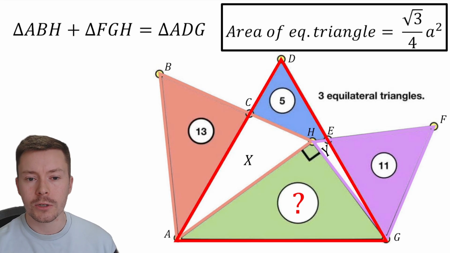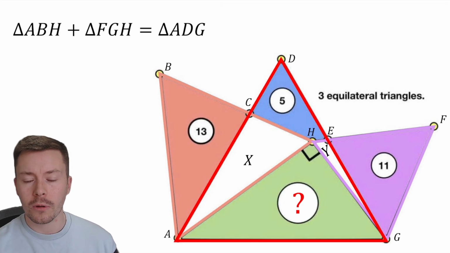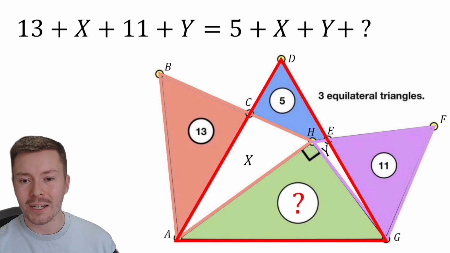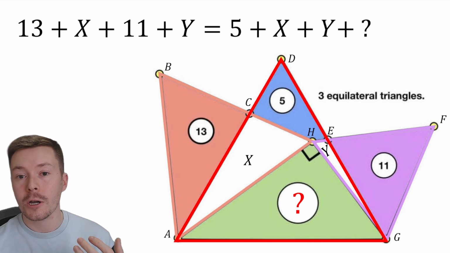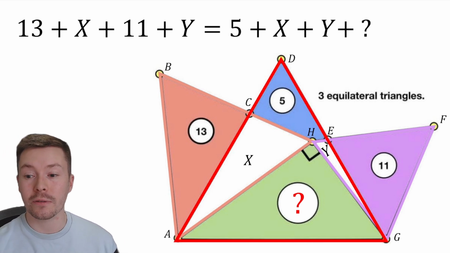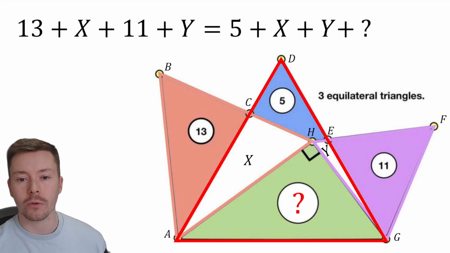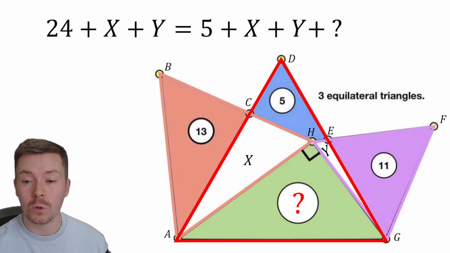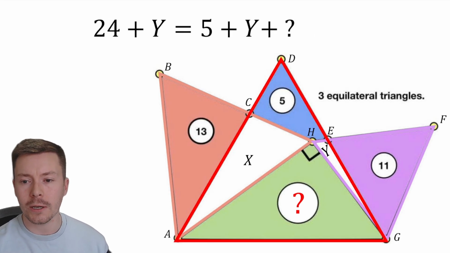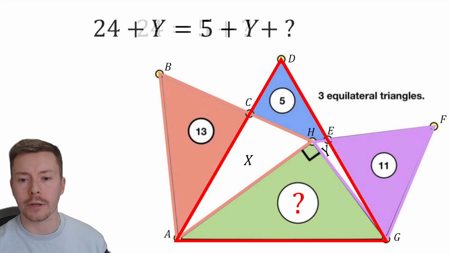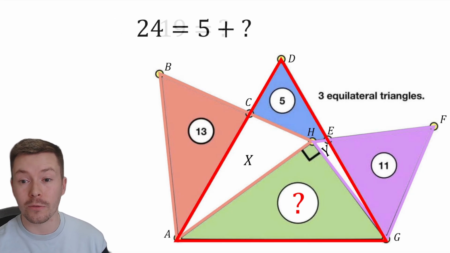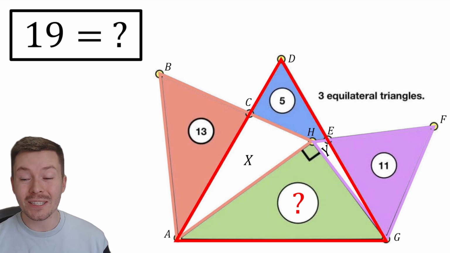So let's do that. ABH is going to be 13 plus X. And then we have GFH, which is 11 plus Y. And then we've got our outlined red triangle ADG, which is 5, plus X, plus Y, plus that question mark. So what I can now do is start simplifying this and work out what the question mark is, what the area of that green triangle is. So 13 plus 11 is 24. I'm going to take X away from both sides here. I'm going to take Y away now from both sides here. And then I'm finally going to take 5 away from both sides, and we get the answer, which is 19 units squared. Isn't that pretty cool?